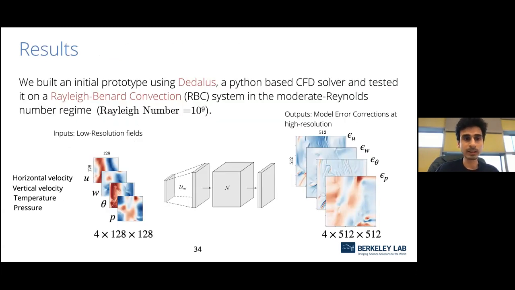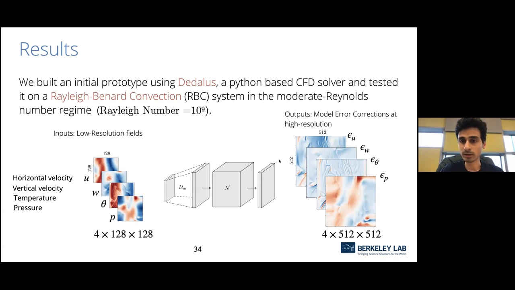And we built an initial prototype using Daedalus, which is a Python-based CFD solver, and we tested it on a Rayleigh-Bénard convection system in the moderate Reynolds number regime. So the inputs to the machine learning model in this case are these 128 by 128 outputs of the low-resolution PDE solver at small time intervals tau. These are the velocities, the temperature and the pressure fields.